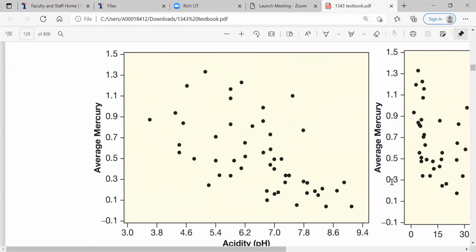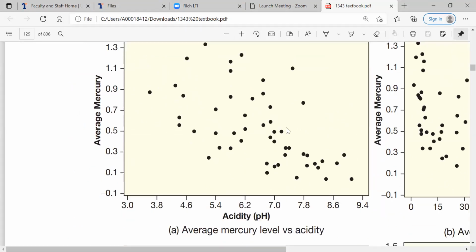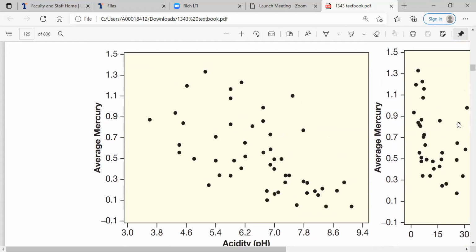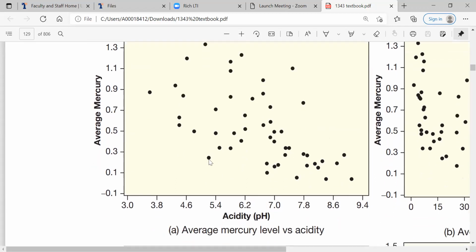Throw that up to the top of the screen. When you see a scatter plot, your horizontal axis should be labeled measuring something. This is measuring acidity in pH. And then the other axis, the vertical one, should also be measuring something. This is measuring average mercury. It's measuring the acidity of the lake versus the average mercury content. And then each point represents a data point gathered from one case.